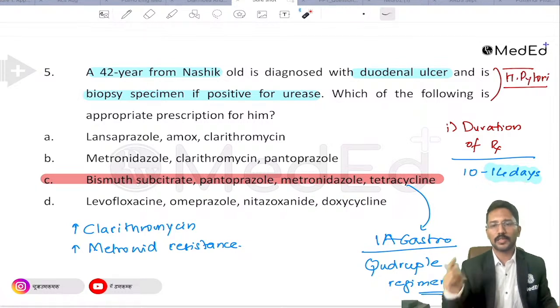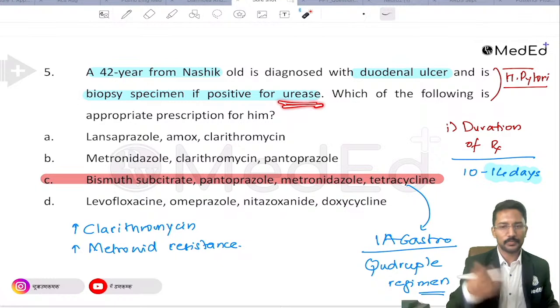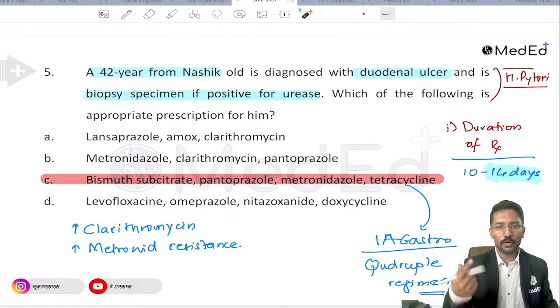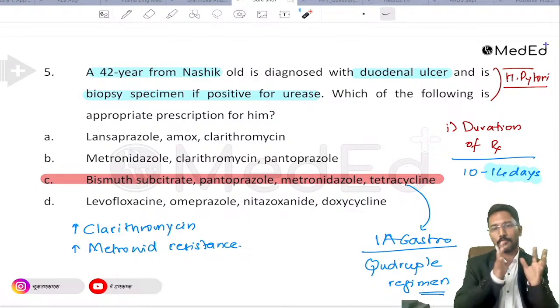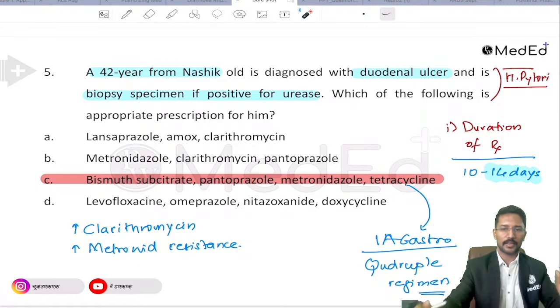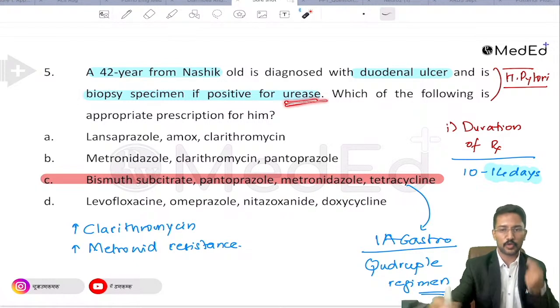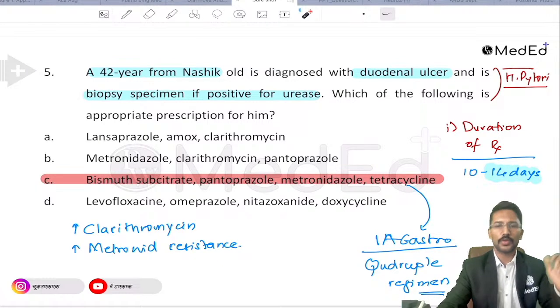And they might ask you, what is the investigation of choice for retesting? Here, though endoscopy was done, they did the urease test. Fair enough. For the confirmatory test, like for eradication confirmation, what is the test preferred? How do you prove that it is eradicated? Will you ask him to come back and do another endoscopy and do a urease test on the endoscopy specimen? Or will you do a urea breath test?